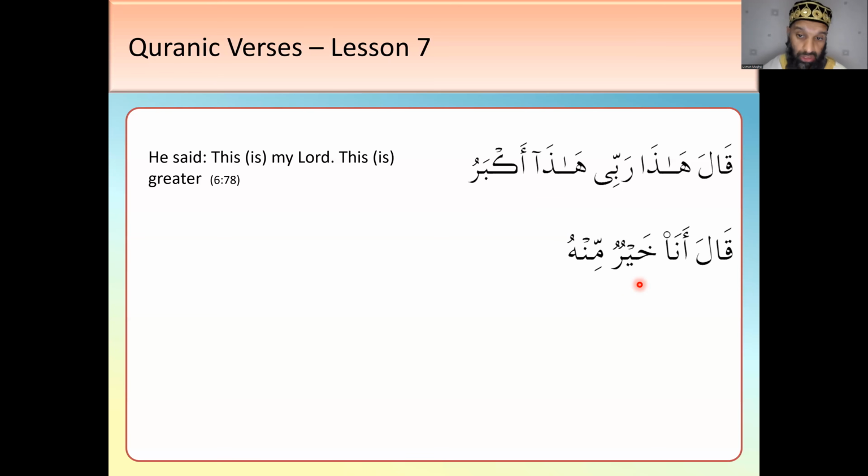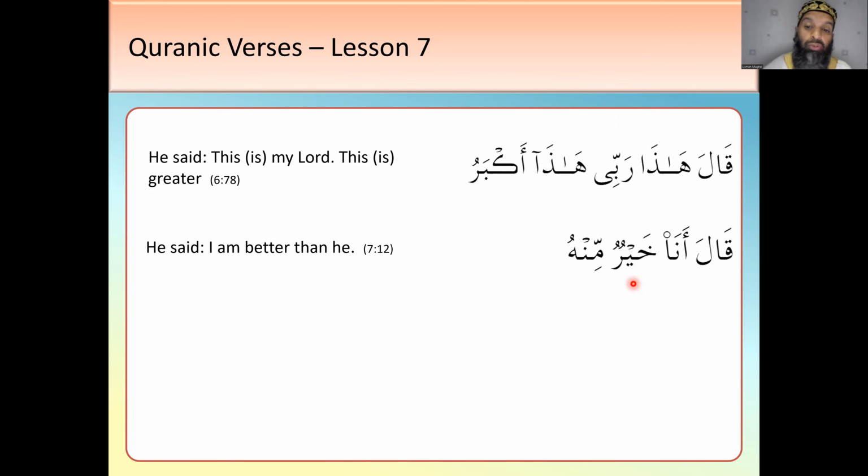Khayrun, khayrun, khayrun. Okay, better, right? Good deeds, good. It might translate in places as good as well, but here, better.